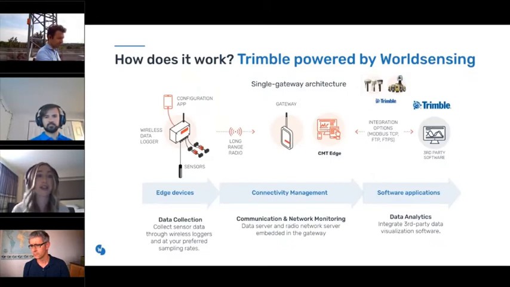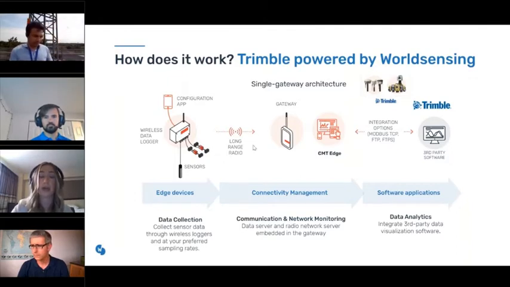So then, just to look quickly at how it works. You've got your wireless data loggers. They're connected to any kind of, as I said, geotechnical, environmental, or water sensors that you have out in the field. You configure the logger with the mobile app. So it really is, you just plug right into it, very simple. And from there, the data is transferred over our long range radio, which is working in a sub-gigahertz frequency.